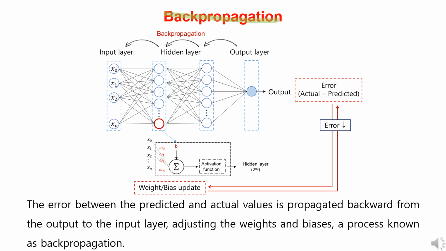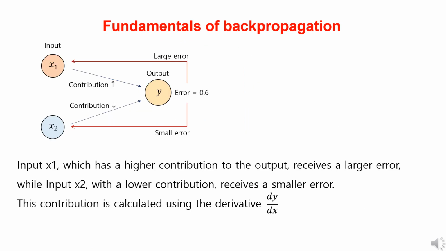As shown in this slide, the error between the actual value and the predicted value is passed backward from the output layer to the input layer. Along the way, the weights and biases are updated. This process is called backpropagation and is a key algorithm that played an important role in the advancement of deep learning. Now, let's take a closer look at backpropagation.